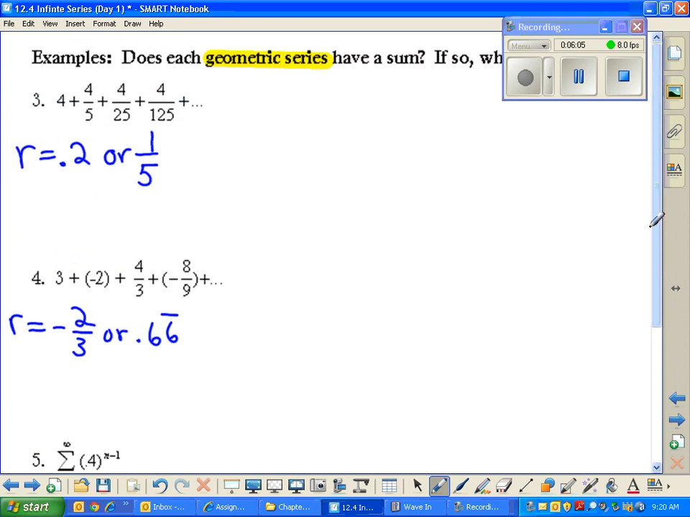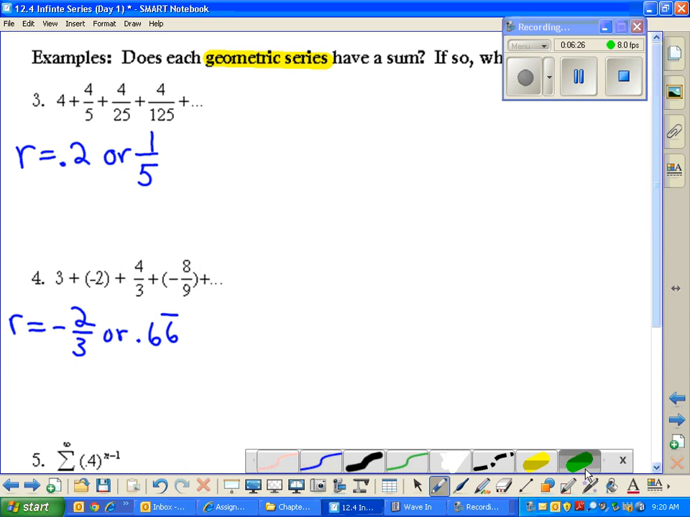All right, so please understand there are 2 requirements for your series to have a sum. The first one was geometric. It has to be an infinite geometric series. And now we need to look at the value of our common ratio. In order for us to use the formula, we have to check to make sure that the absolute value of your common ratio is a number that is less than 1.